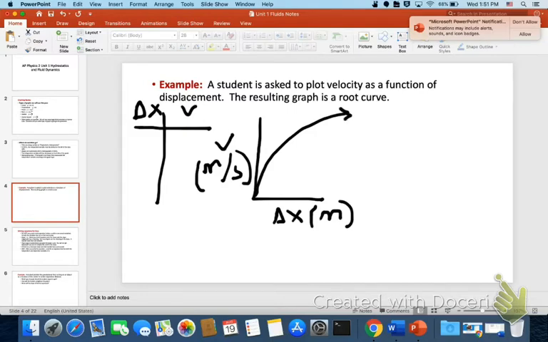Now, it could be different types of graphs, but for this particular one, it's going to give you a root curve. So if you plot these variables, this is the resulting graph type. It tells you exactly what you need to do from then on. Okay, so I'm going to go ahead and clear this out.